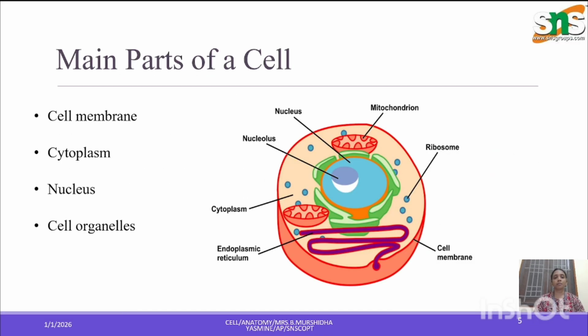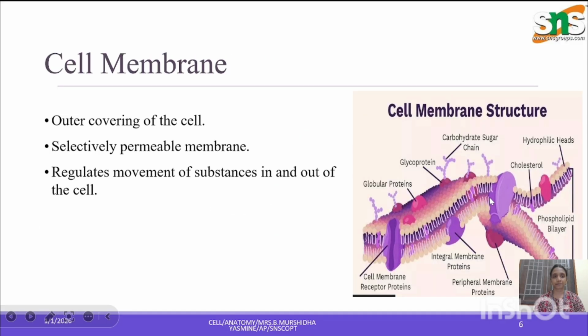So what are the main parts of the cell? The cell has major parts: cell membrane, cytoplasm, nucleus and all the cell organelles. In this picture you can see the cytoplasm in which all the cell organelles are present, the cell membrane, which is the outer covering of the cell, and the nucleus, which is centrally present, with all the cell organelles embedded in it.